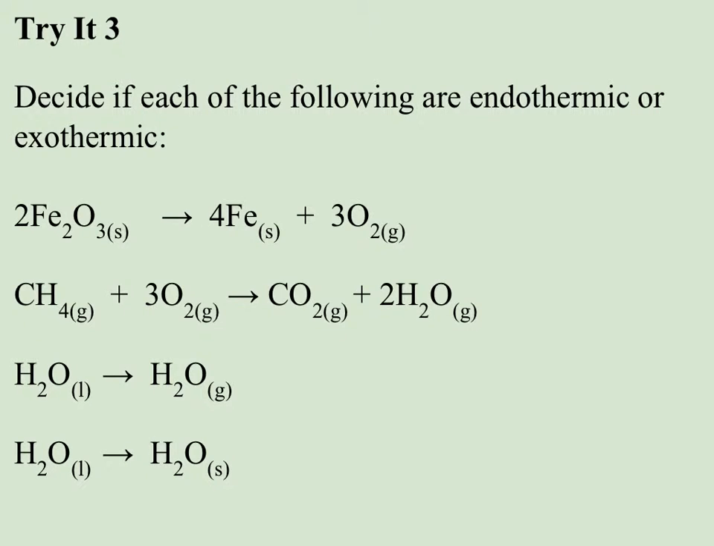So in my third try, I've got a slightly different problem for you. I've got 4 balanced equations here, and I want you to decide if each of the following are endothermic or exothermic. So the first one is perhaps the most difficult. If you look at this, you're starting with Fe2O3 as a solid, and it's breaking back apart into Fe solid and O2 gas. So the question is, is that endothermic or exothermic?